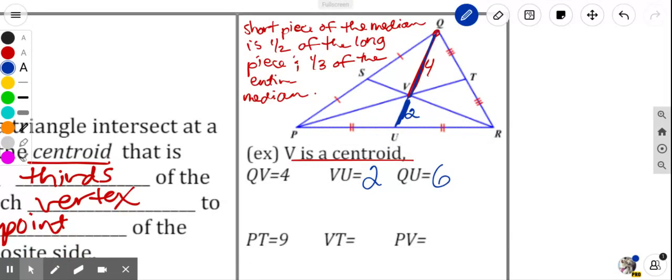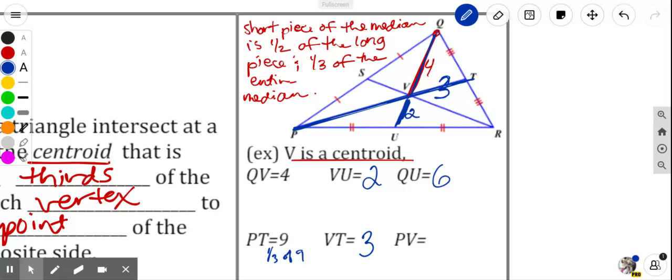This next one, PT is 9. PT, the entire median, is 9. I'm not going to label that because it's hard to label when it means the whole thing and there's all this going on. So when you are given the entire median, it's quickest and easiest to find the short piece of the median first. And the short piece is 1/3 of the whole thing. So we really just want 1/3 of 9, basically 9 divided by 3. So 1/3 of 9, or 9 divided by 3, is just 3. So this piece VT is going to be 3.